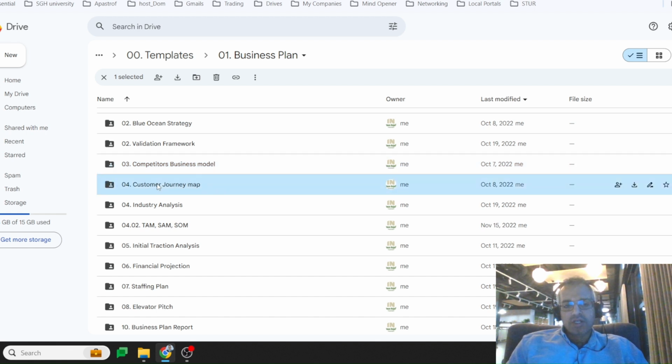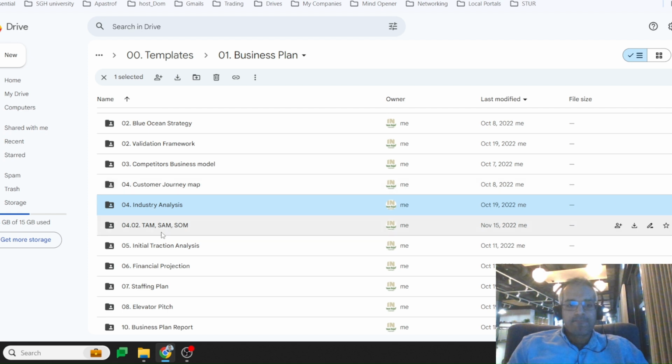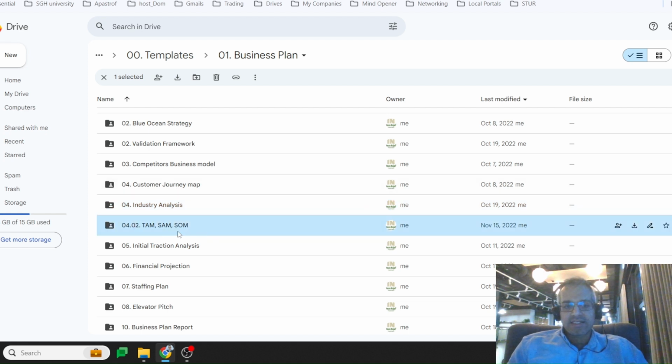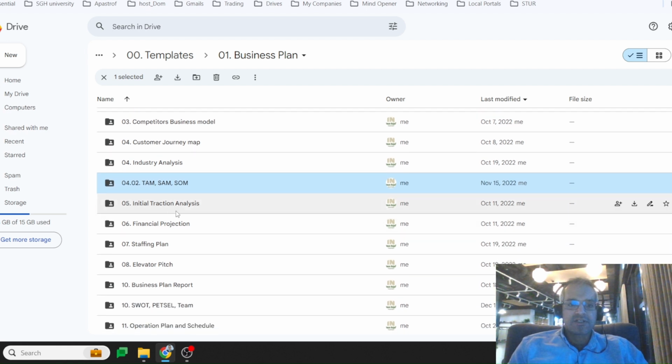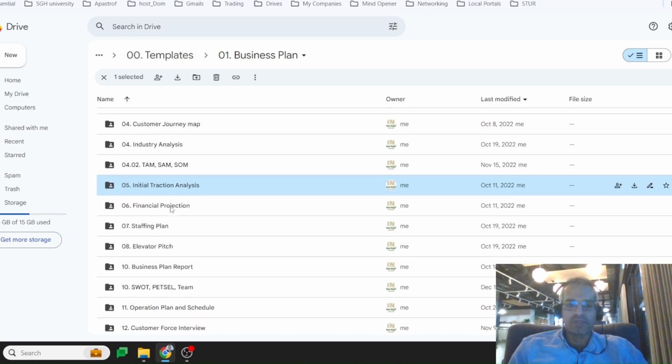After that, we will go for the customer journey map. We will see exactly how the customers will find you and how they are going to be dealing with you. Industry analysis and TAM, SAM, SOM analysis are the parts that will be done in the next stage. TAM, SAM, SOM, or market sizing parameters. After that, we have to have initial traction analysis, so we have to prove that there is some traction in your business.